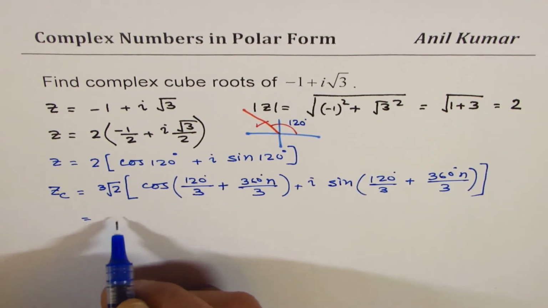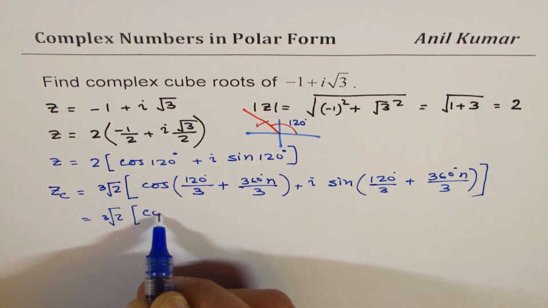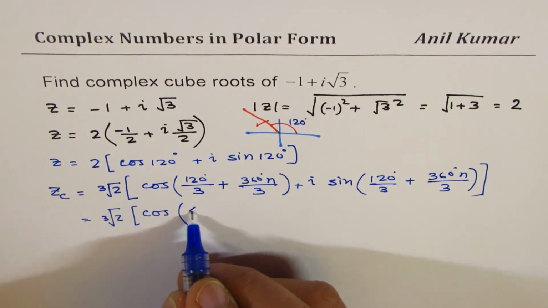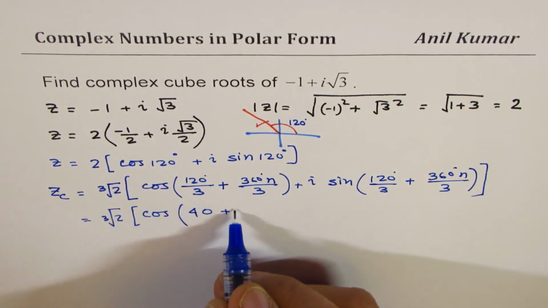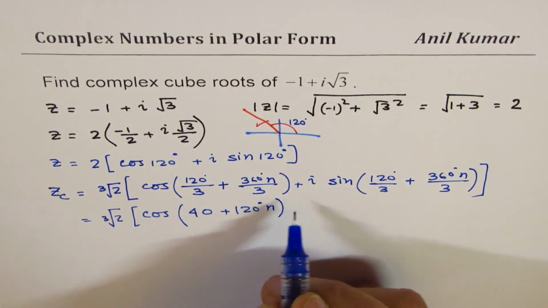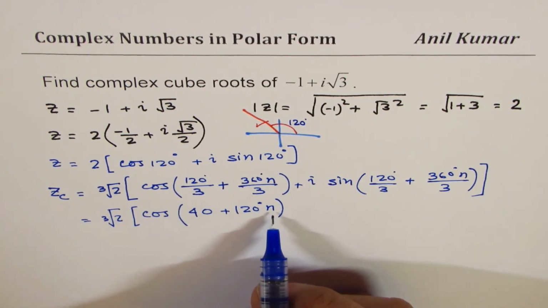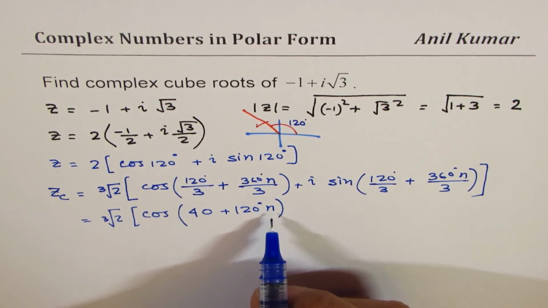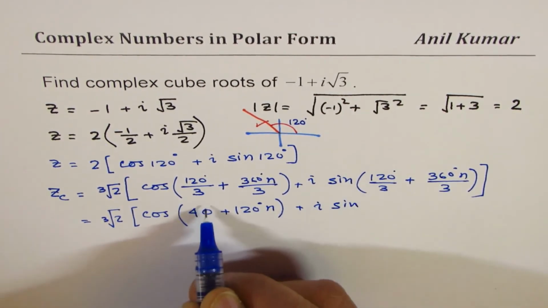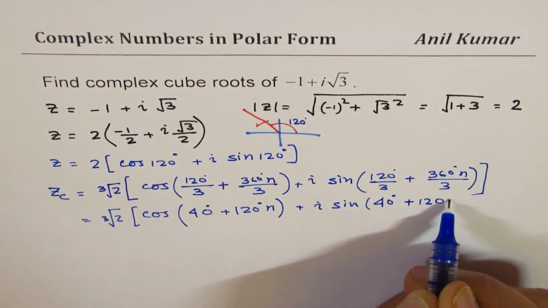Now that gives you cube root of 2 times cos of, now when you divide 120 by 3, you get 40, plus 120 n, let me write n for the time being. So cube root means we are expecting 3 roots, right? So we can put n as 0, 1 and 2 to get our 3 roots. Plus i sine of 40 degrees plus 120 n.